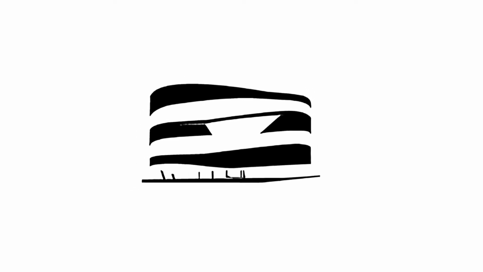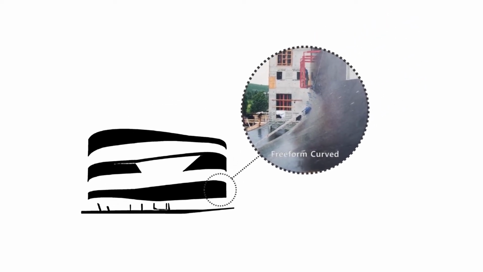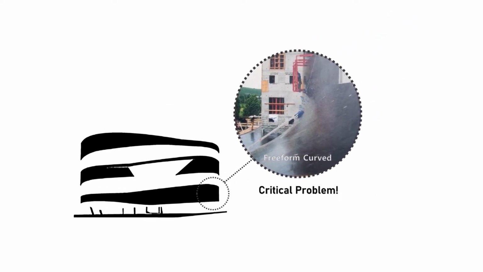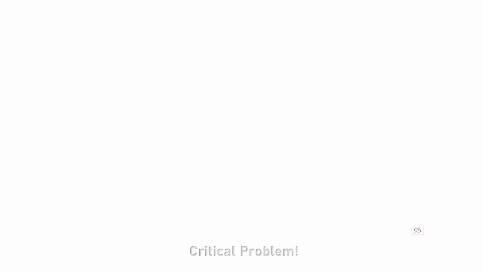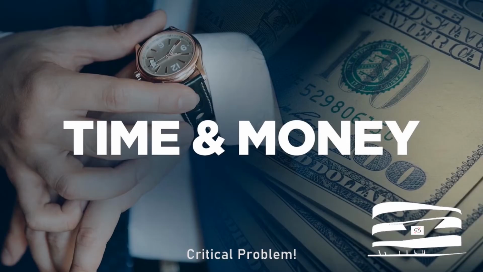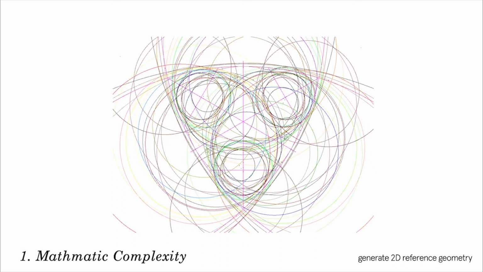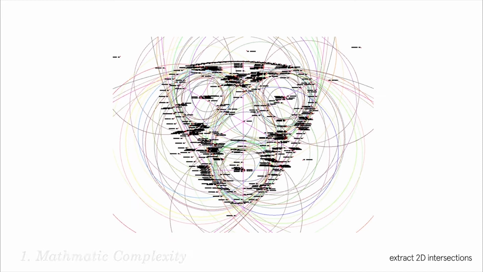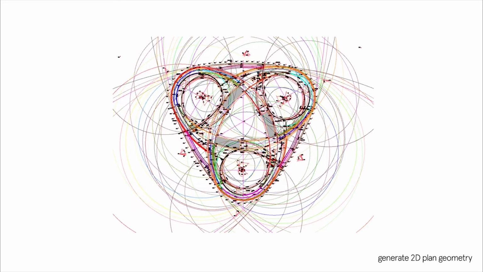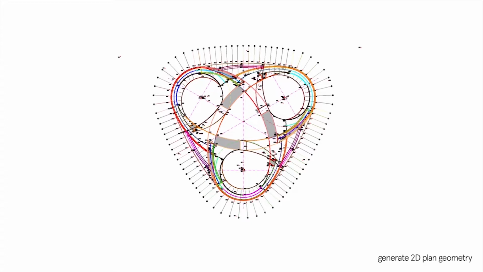However, the shape of these freeform curved surfaces actually presents many critical problems in practice. Not only museums, but all parametric design architectures face budget and time problems. In the case of the difficulty of construction, the first is mathematical complexity. That is hard to define in curved surfaces consisting of free curves of various curvature.